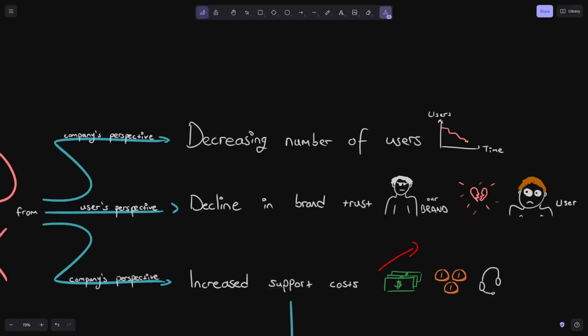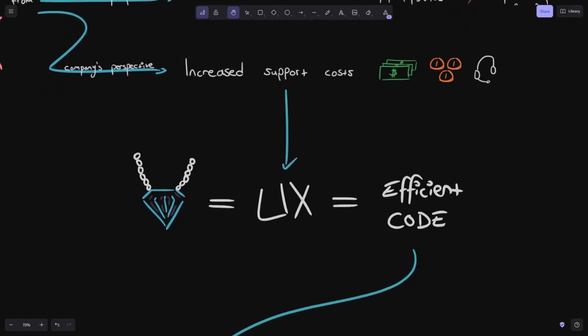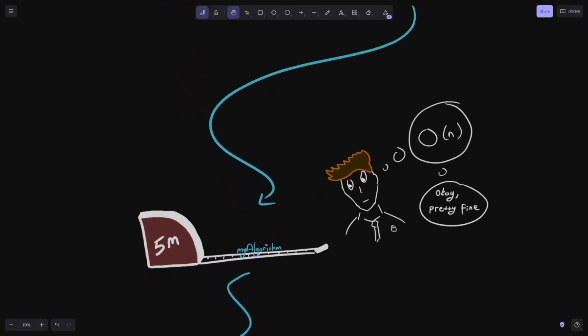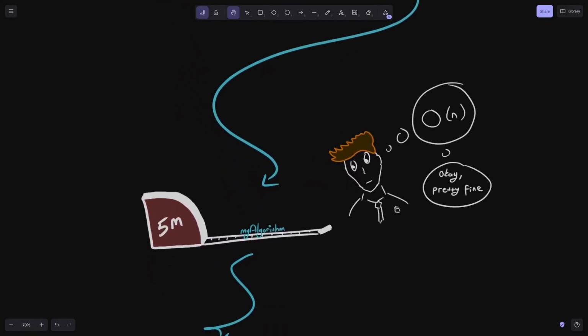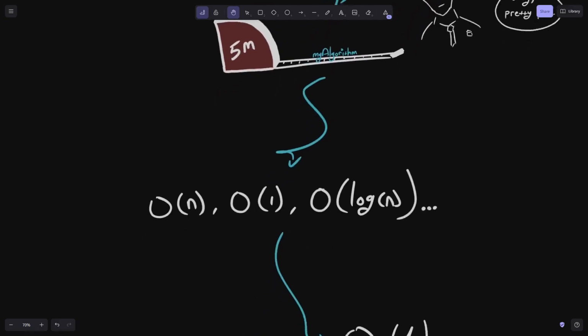From the company's perspective, this situation could lead to a decrease in the number of users or increased support costs. On the other hand, from the user's perspective, it may reduce the trust in the brand, and this means that users may approach a new application released by the same company with bias. For these kinds of reasons, user experience is closely tied to efficient code, which is also very important to us. Well, we've been talking about efficient code from the outset. We stated that we would measure the code's efficiency with big O notation. Let's take a closer look at that.